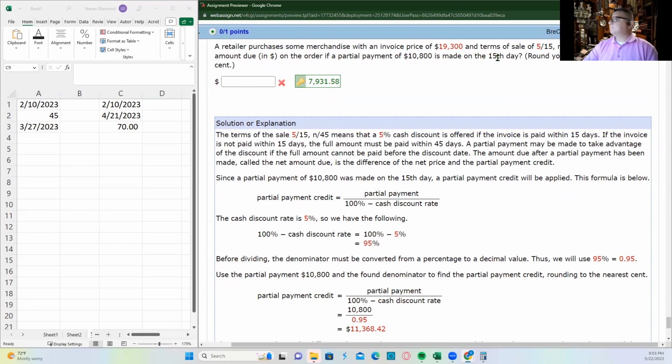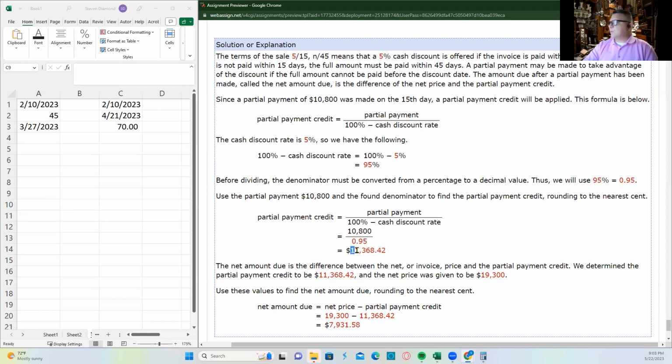All right, so remember, we're going to take the 100% minus 5%, which is 0.95, and divide it into your partial payment here. That is because your partial payment is going to be worth more to you than the actual 10,800. Your partial payment is actually worth 11,368.42. We take that off of our original invoice, and then we're going to have to pay the rest of this without a discount.